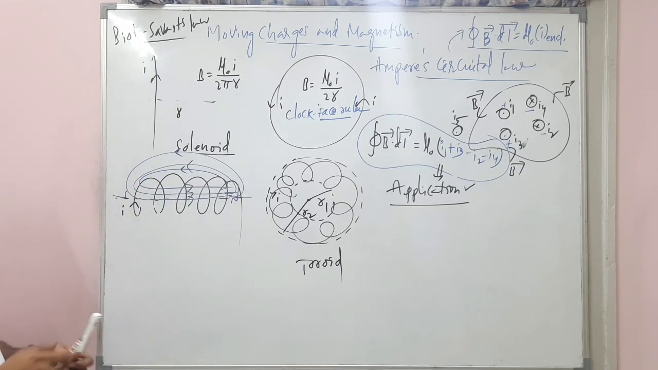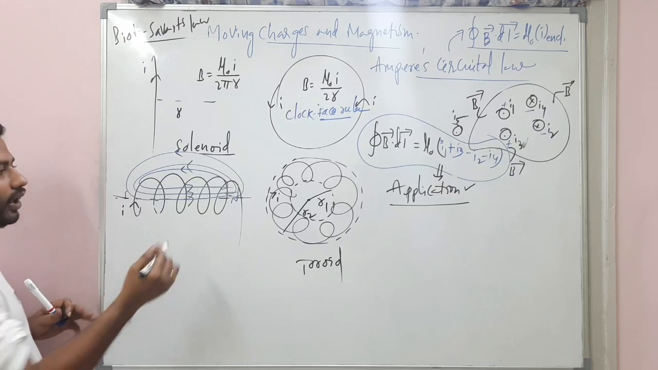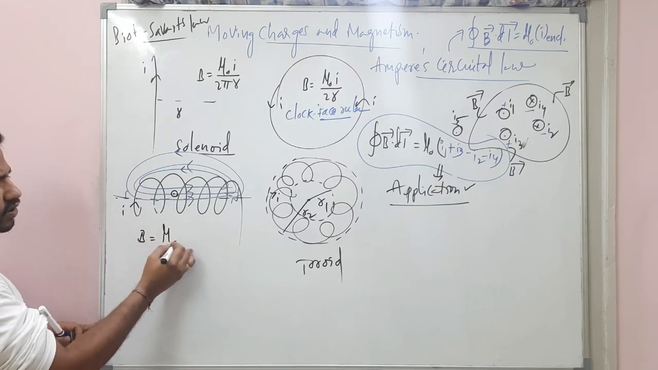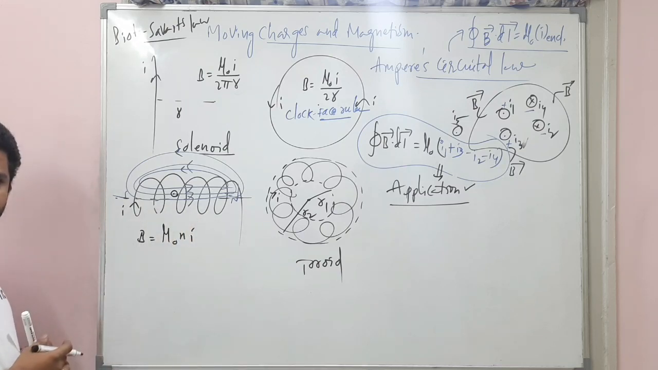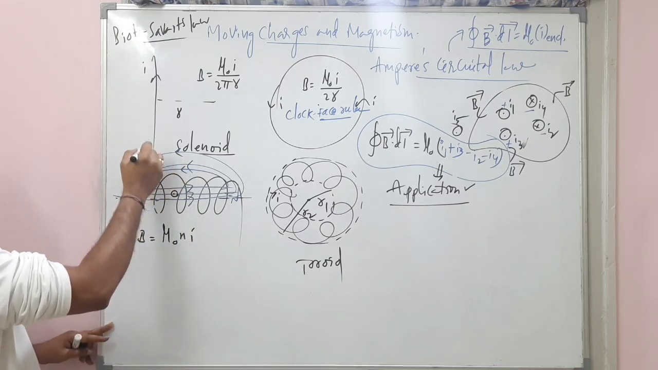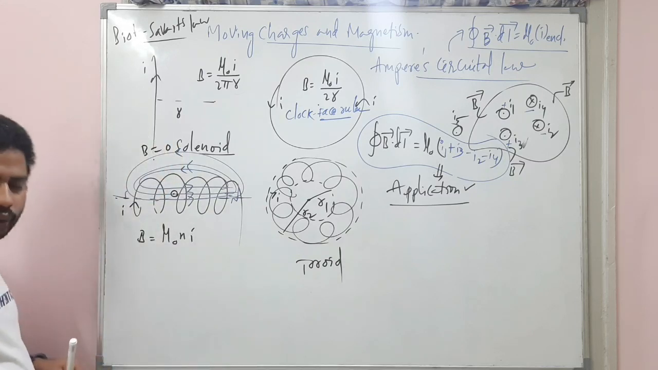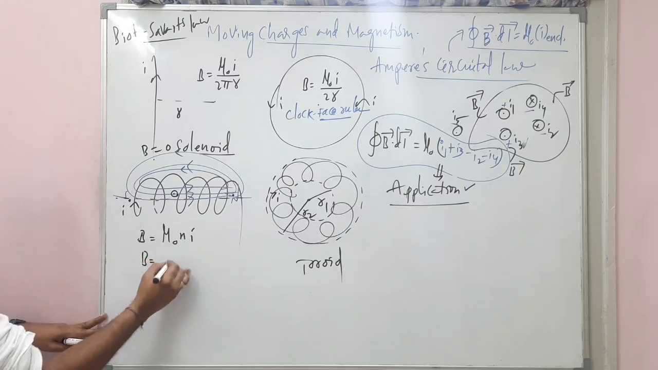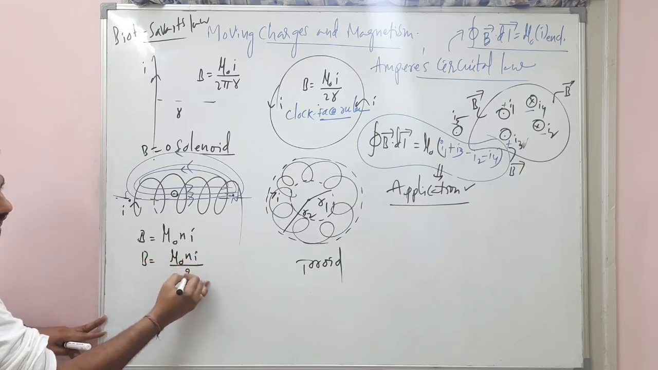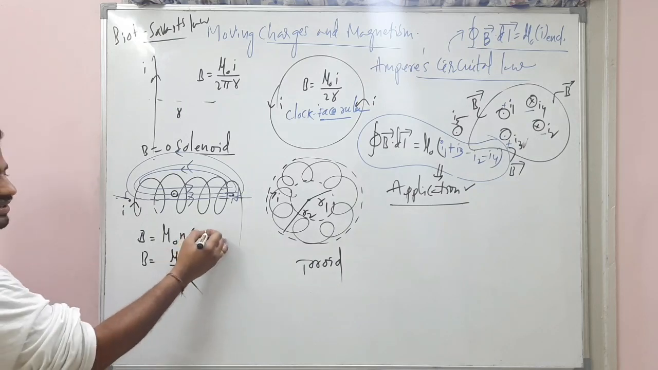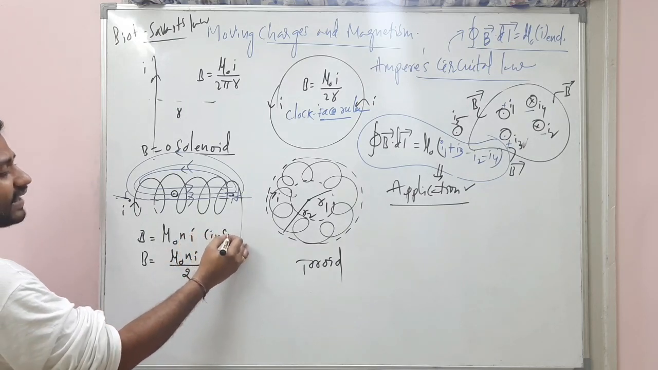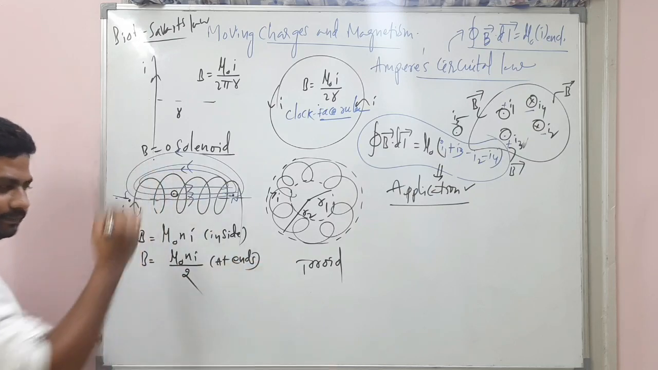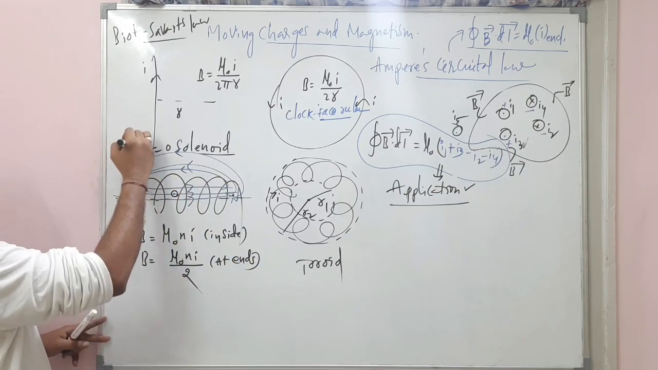Okay, coming back to the magnetic field. Inside the solenoid, at any point you take, the magnetic field is mu naught N i. Outside the solenoid, the magnetic field is 0. And at the ends of the solenoid, the magnetic field is mu naught N i divided by 2. Remember? So this is inside, this is at the ends of the solenoid, and this is outside.